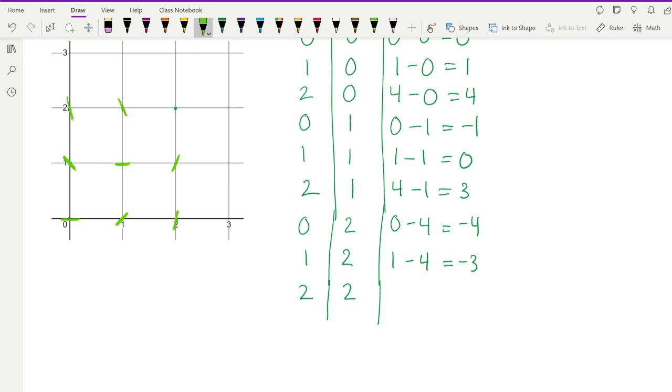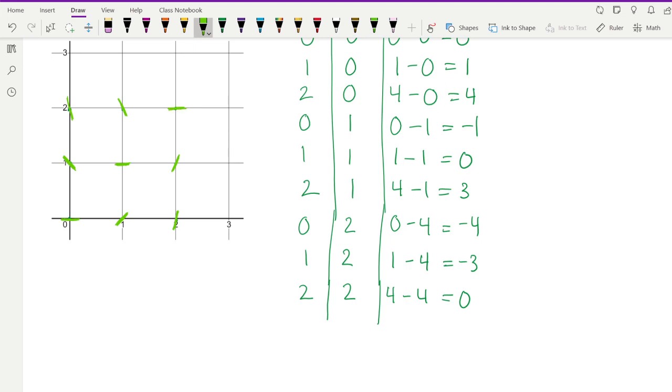So something like that. And then finally, (2, 2) would be 2 squared minus 2 squared, so 4 minus 4, which is 0. And let me be consistent with my color here. So the curve would be flat.